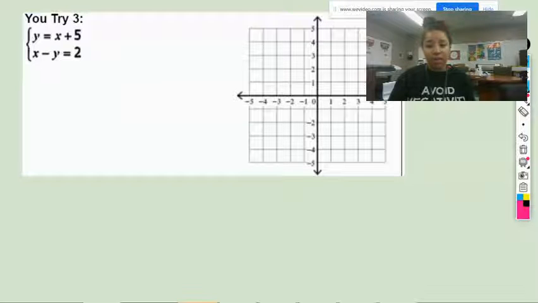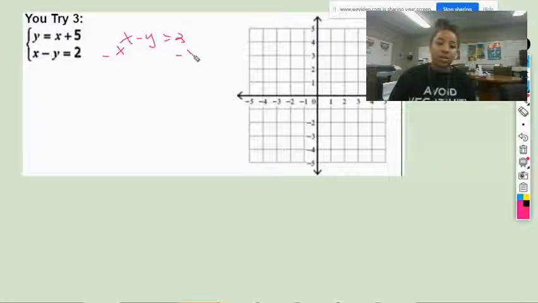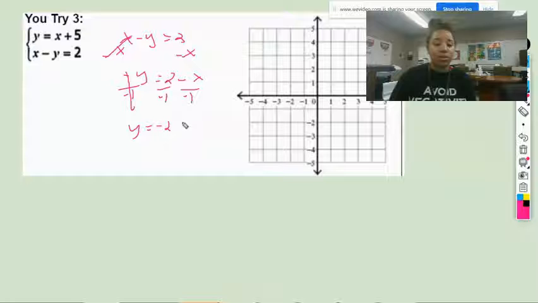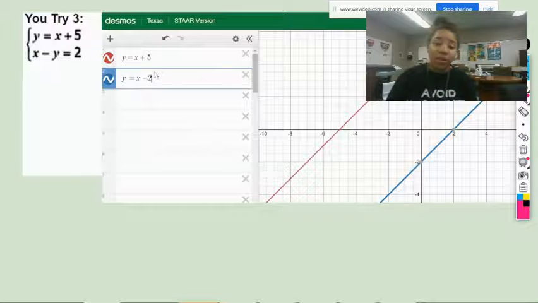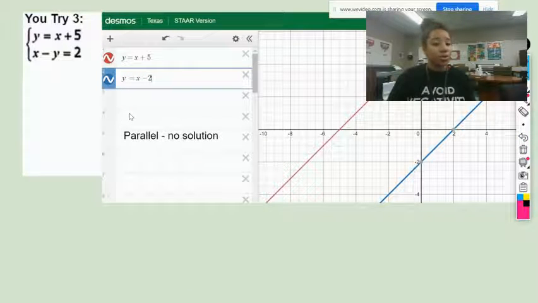See, not all these are in y equals, so you have to put these in y equals first. We subtract x from both sides. x minus y is 2 minus x minus x. Negative y equals 2 minus x. Then you got to divide negative 1 by each term because it's a negative. And this would be y equals negative 2 plus x. So now they're both in y equals, so you can graph them. And it would be looking like this. And these are parallel lines, so there is no solution here.